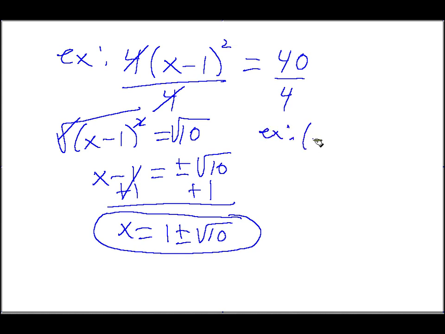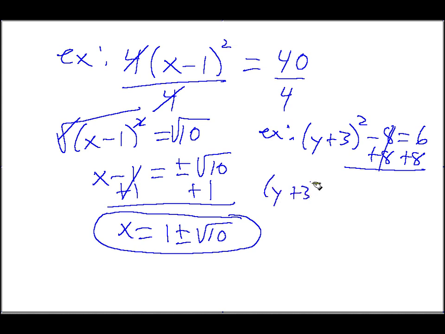How about this one: y plus 3 quantity squared minus 8 is equal to 6, for example. Here again, we need to first isolate this perfect square term. So how do I do that? Well, I need to get rid of this 8 right here, so let me add 8 to both sides. So I get y plus 3 quantity squared is equal to 14, 6 plus 8.